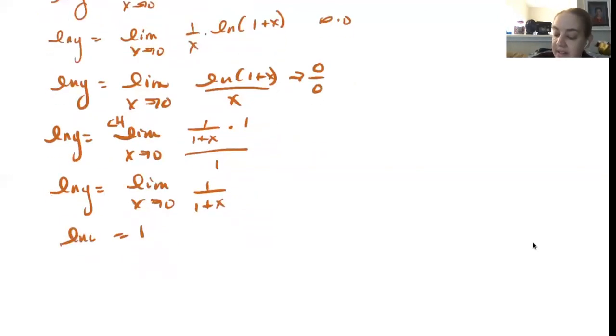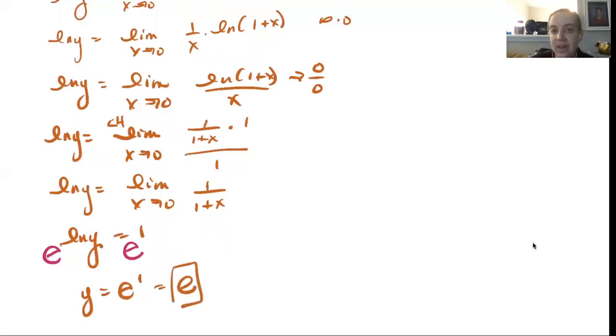Remember, the left-hand side is that natural log of y. Well, we brought the natural log in so that we can move the exponent. Well, now we have to undo that. So don't forget to bring an e on both sides or rewrite this log into an exponential, whatever makes more sense to you. So y is equal to e to the first. But what's e to the first? It's just e. So y is equal to e.